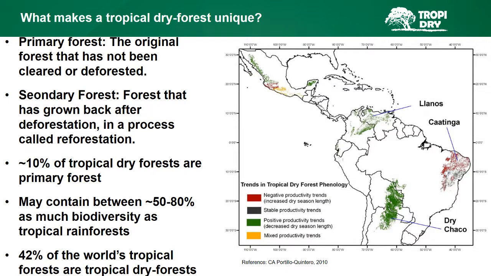Well, a lot of the tropical dry forest that we see now is not primary forest, which is the original forest that has not been cleared or deforested. About maybe 1 or 2% of the total extent of tropical dry forests is primary forest. And so a lot of what we see for tropical dry forest now is a secondary forest, which is forest that has grown back after a deforestation process and is in the process of reforestation or recolonization of its historical extent.